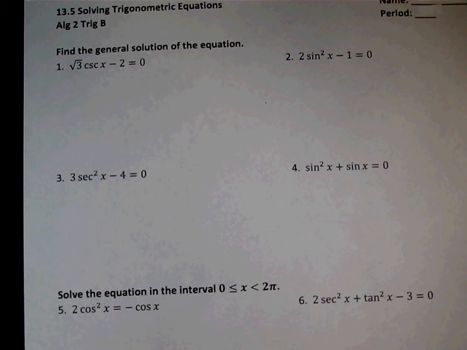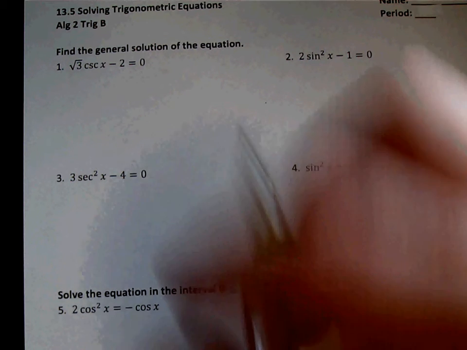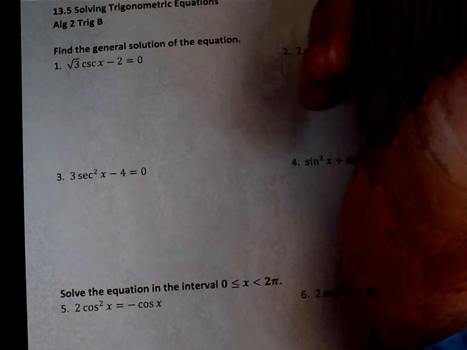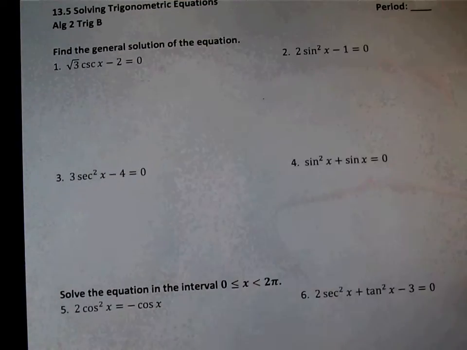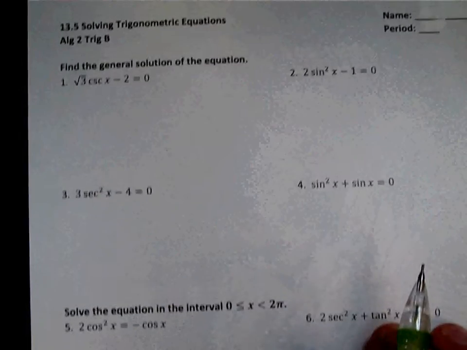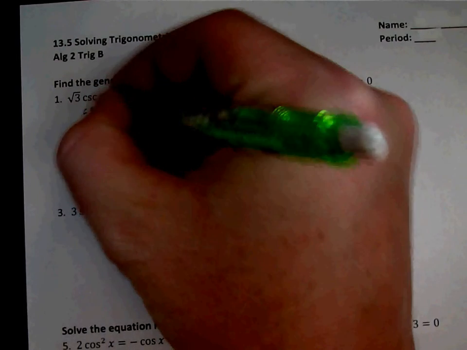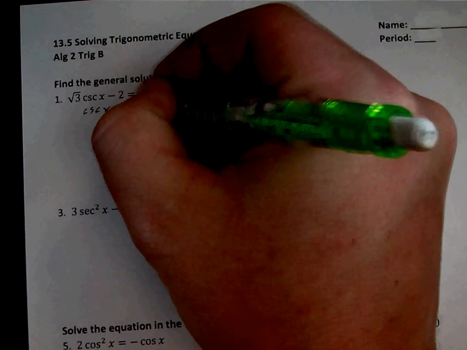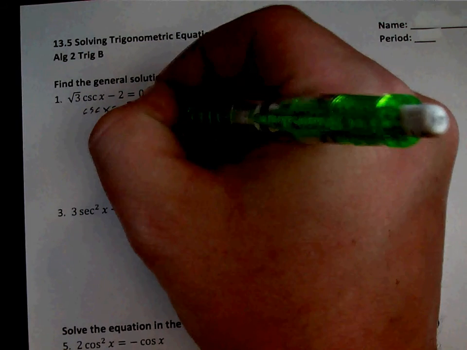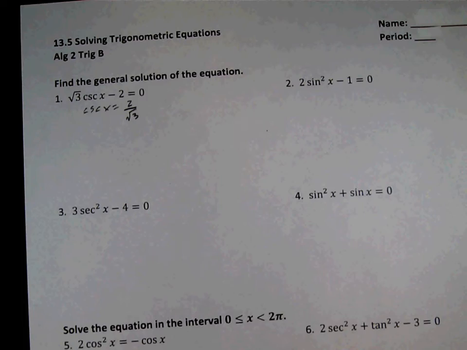Okay, on this 13.5 worksheet, I'm just going to go through the odds here. We'll start with number 1. First thing I'm going to do is try to solve for cosecant there. So I'm going to add my 2, and then I'll divide by the square root of 3. So add 2, divide by square root of 3. So I get that cosecant of x is 2 over square root of 3.